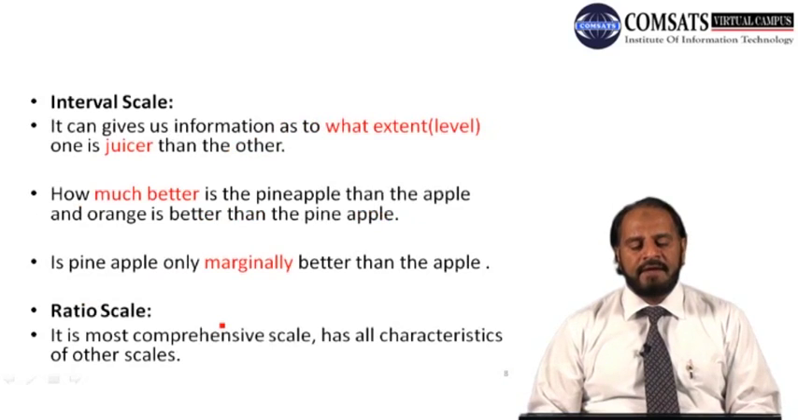An interval scale, on the other hand, gives us information on to what extent one is juicier than the other. In the previous scale, what we had was we were saying one is better than the other, but how much better is not available. In the ordinal scale, this information is not available. As compared to an interval scale, this information can be achieved. That is, we can find out which is better, and how much better as compared to the other.